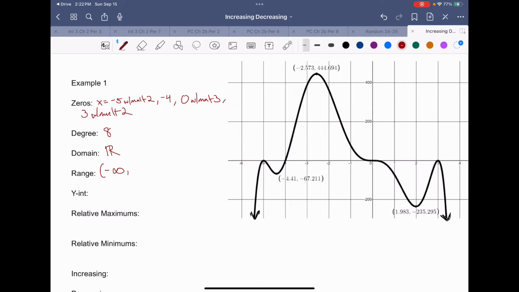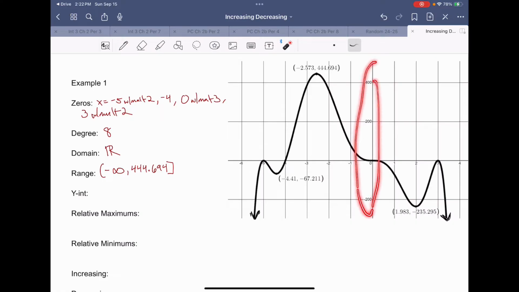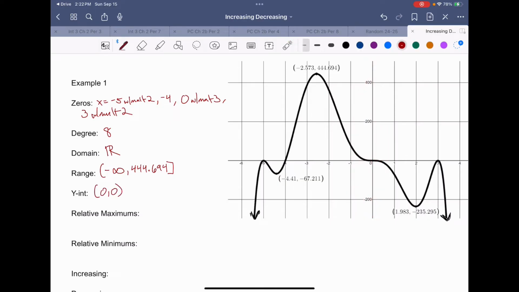And then it goes all the way up to the highest point, and we are looking for y values. So the highest point I see is right here, and the y value is that 444.694 number, and it does touch that, so that needs to be a bracket. It is included. The y-intercept, I scan the y-axis and I see that it hits at 0, and an intercept is written as a point.